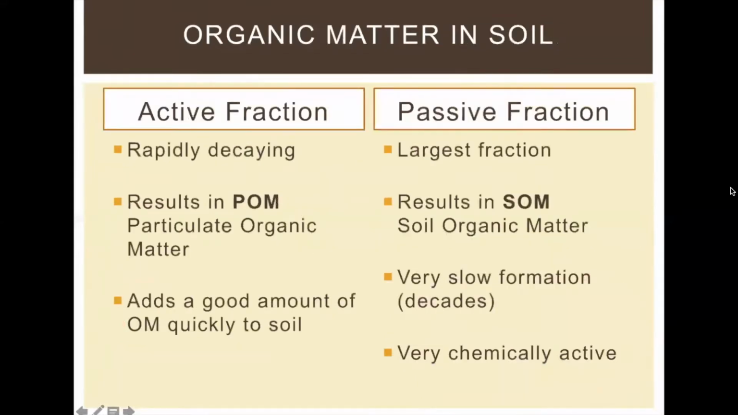So the organic matter in soil has two different sections. It has an active fraction and a passive fraction. With the active fraction, it is rapidly decaying. This results in particulate organic matter, or POM, and this adds a good amount of organic matter quickly to the soil. Then we have the passive fraction, and this is the largest fraction, resulting in soil organic matter, or SOM, and it has very slow formation and is very chemically active.